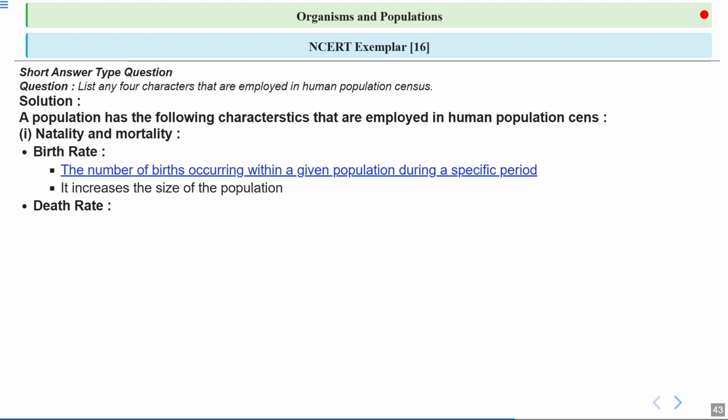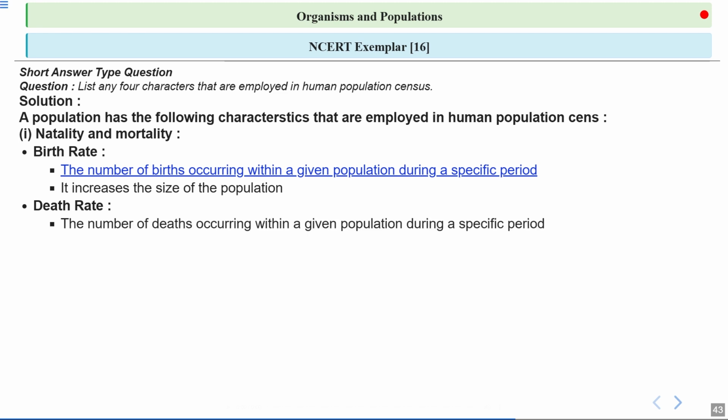Now let's have a look at the death rate, which is the opposite of the birth rate. This measures how many people die in a population during a certain period. So death rate is simply the number of deaths that occur in a population over a specific time. For example, if 50 people die in a town in 1 year, that's the death rate for that year. A higher death rate means the population size will decrease. So if more people die than are born, the total number of people goes down, so population density will decrease.